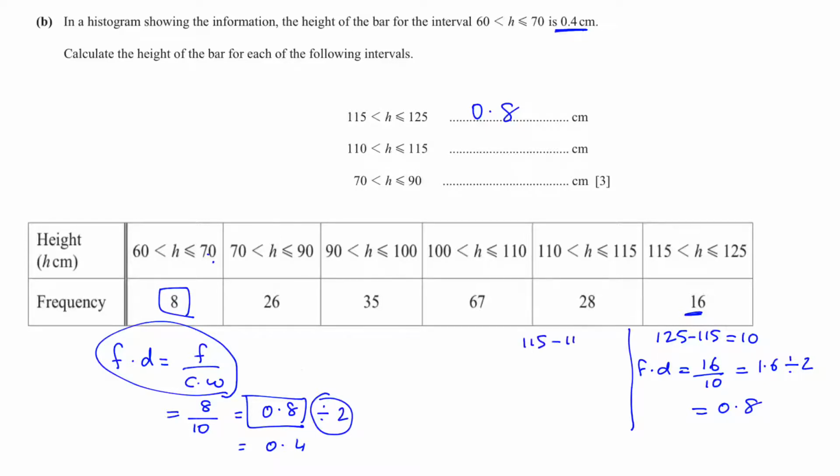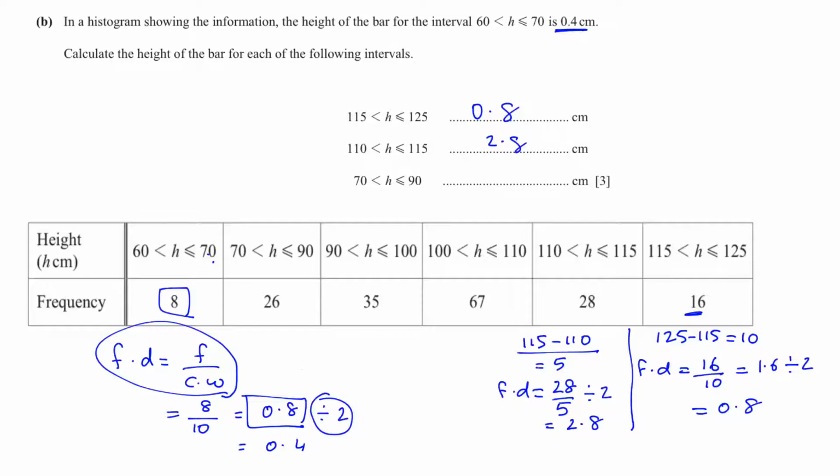For 110 to 115, 115 minus 110 is 5. Therefore, frequency density will be 28 divided by 5. And whatever answer we get, we divide by 2. That will give us 2.8 centimeter.